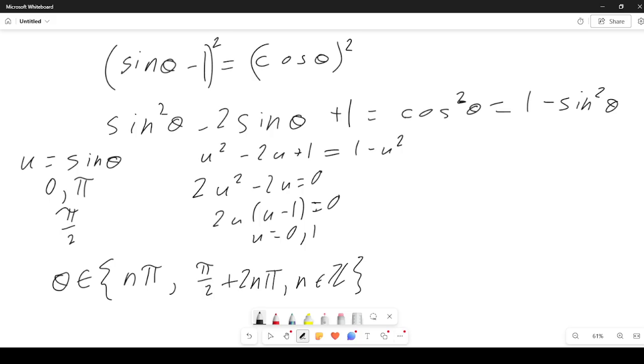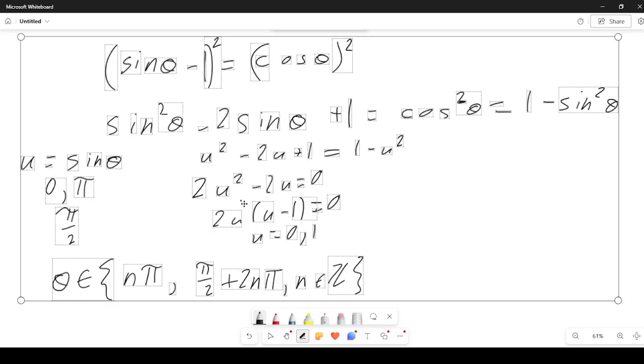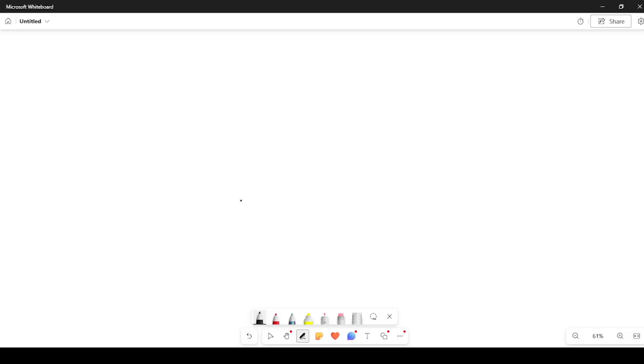All right, next problem says find values for which sine of x and cosine x intersect. So we're talking about if we draw the graphs, something like that, then we'd say where they intersect. Well, that's where sine x equals cosine x.